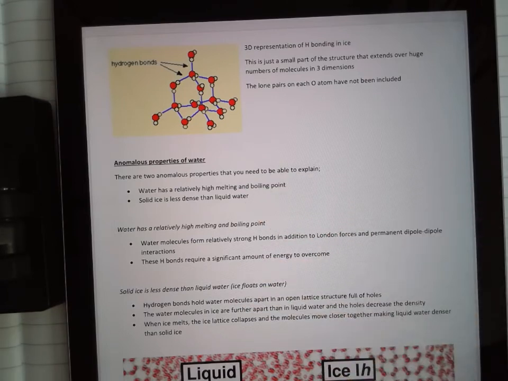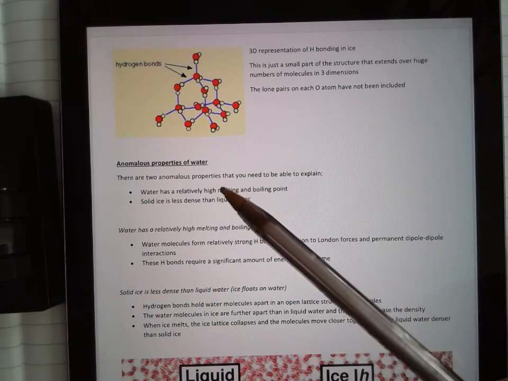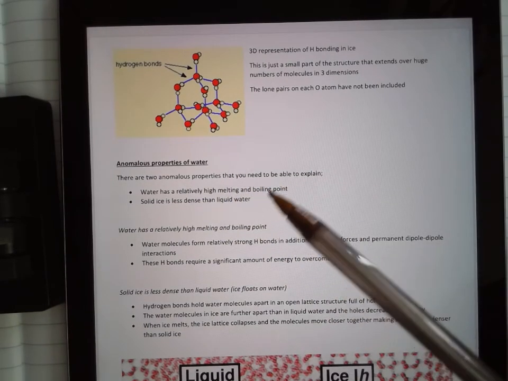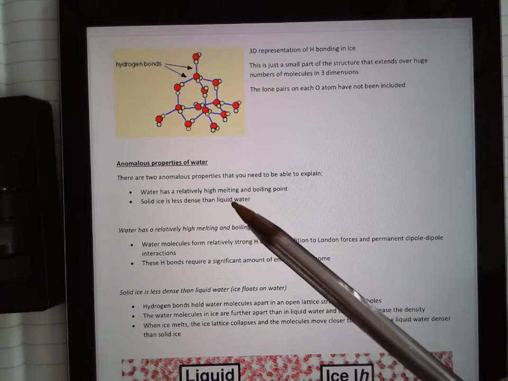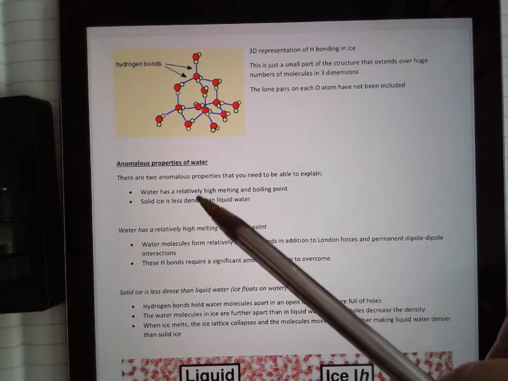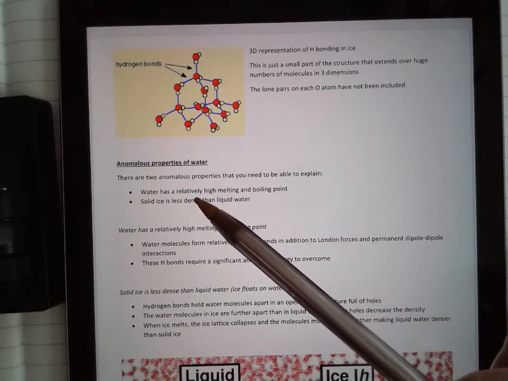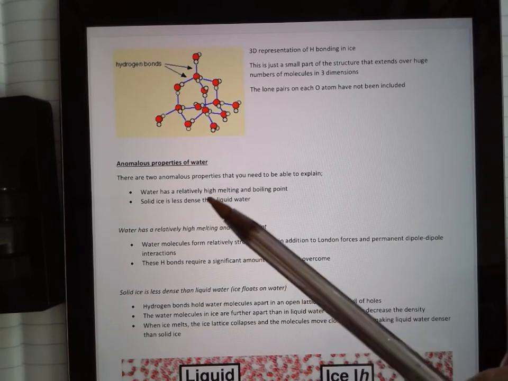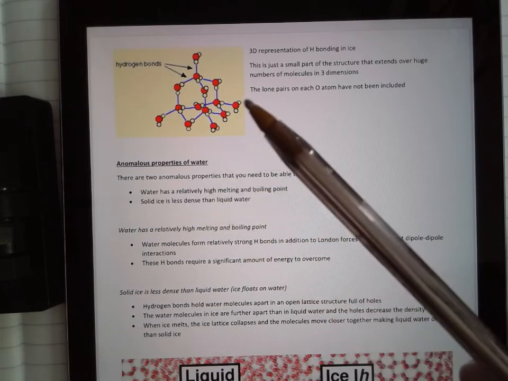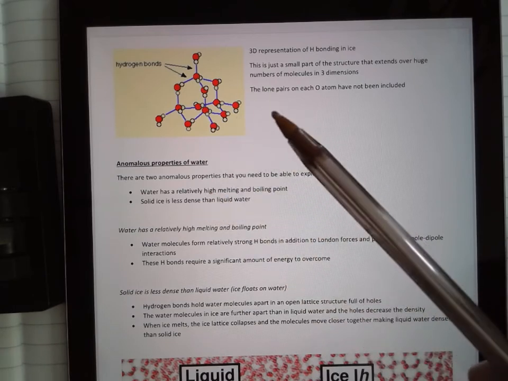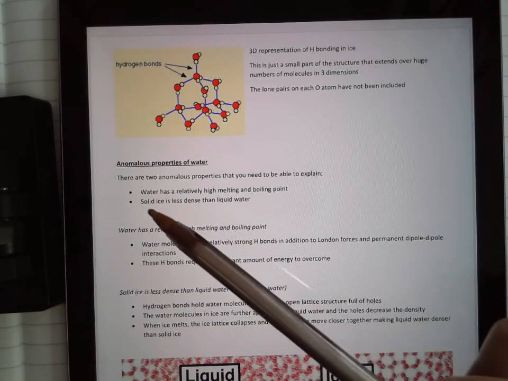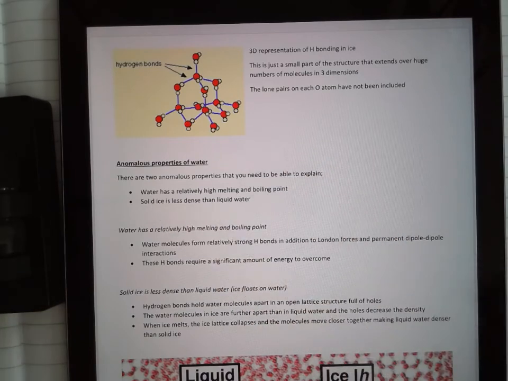So it's really important when you're talking about water that you don't say that water has a high melting and boiling point. It doesn't. It has a relatively high melting and boiling point. That word relatively there is important because it means compared to other molecules of a similar size. Water also has another unusual property, and that property is solid ice is less dense than liquid water.